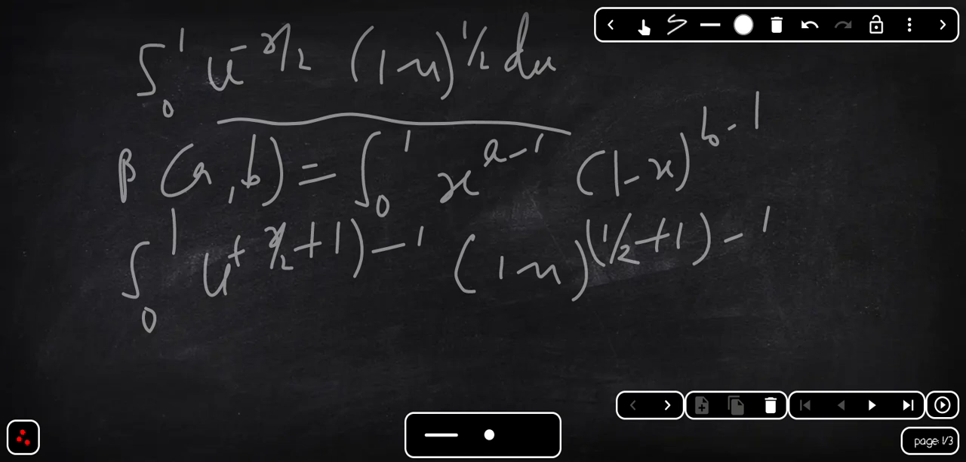So this will be the beta function of minus 3 over 2 plus 1. That one is going to give us minus 1 over 2. We have beta of minus 1 over 2, comma, then 1 over 2 plus 1. That one is going to give us 3 over 2. So I have beta of minus 1 over 2, comma 3 over 2.